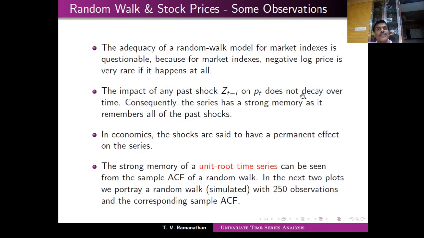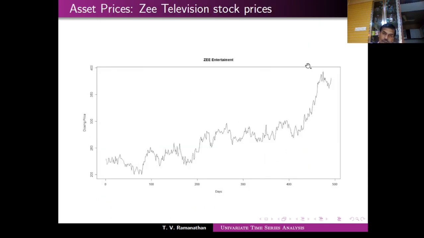So the adequacy of the random walk model for market indices is questionable, because a negative log price is very rare, if it happens at all. When the price is small, log Pt turns out to be negative, so people may not be very happy with such kind of modeling. In fact, any past shocks in Pt do not decay over time. Consequently, the series has strong memory. That's what I was telling you, that this kind of process has strong memory.